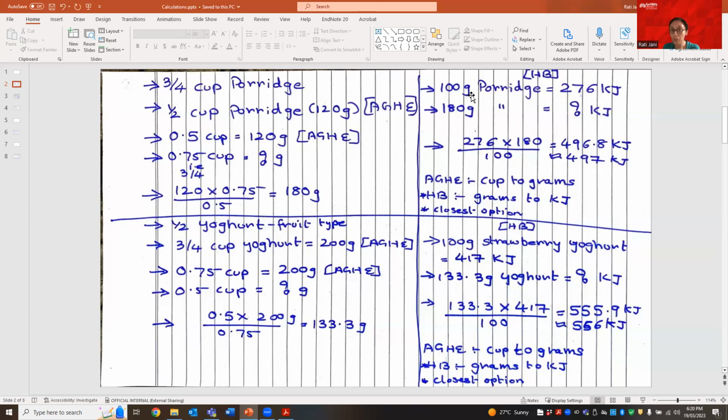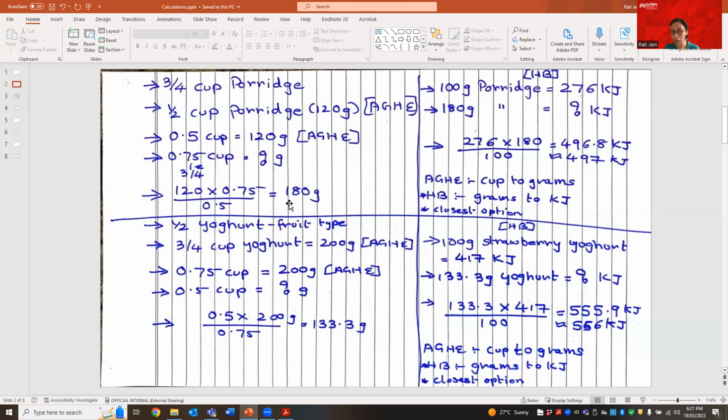Over here, you look at your handbook, at the ready reckoner which you have. In the ready reckoner, it says cooked porridge, 100 grams. The ready reckoner is where everything is given in either 100 ml or 100 grams, where all information is in hundreds, be it ml or be it grams. So 100 grams of porridge, your handbook says, is 276 kilojoules.